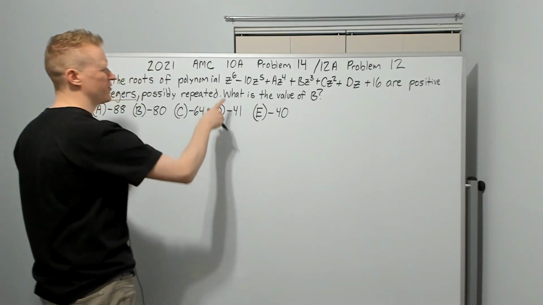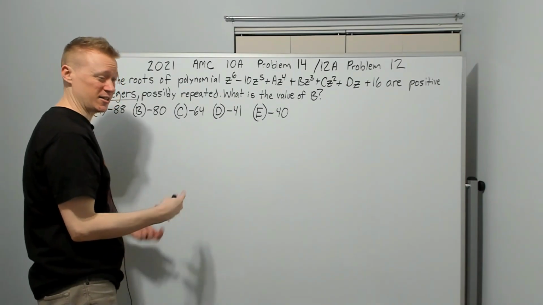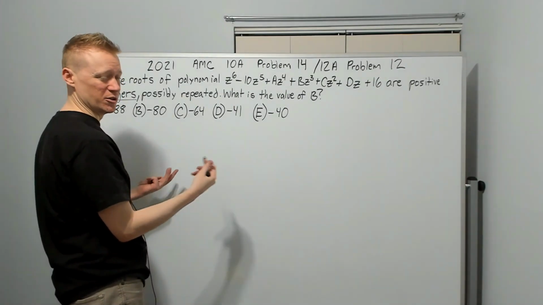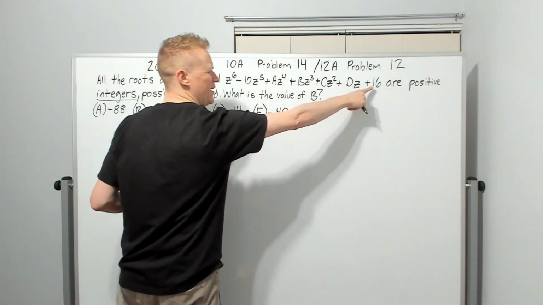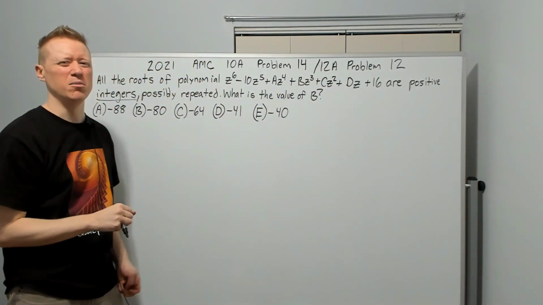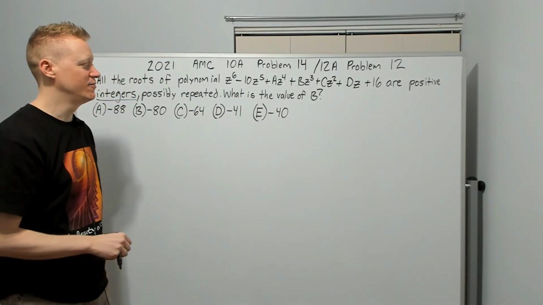But what I want to think about first is these roots. Polynomials to 6th degree have 6 roots. They could be repeated still, but they still have 6 roots, right? So then what are we looking at? Why do they give us this one and this one, but all the rest are variables? Well, probably because you're supposed to use Vieta's formulas.